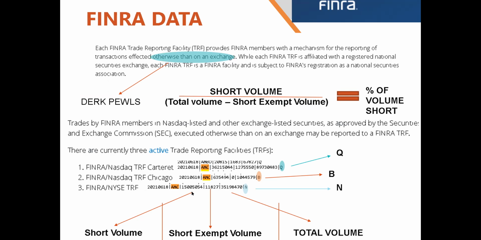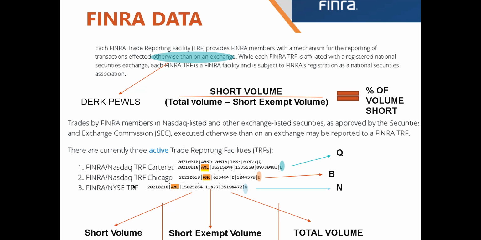Now, when you look at short volume, these strings of data, don't get intimidated. You see how they're sectioned off? Whenever you see these 3 sections, I've never seen it any different than right here. This first section will always be short volume. This middle section will always be short exempt volume. And this last section will always be the total volume. And on the very end, you'll also get the exchange it's associated with.